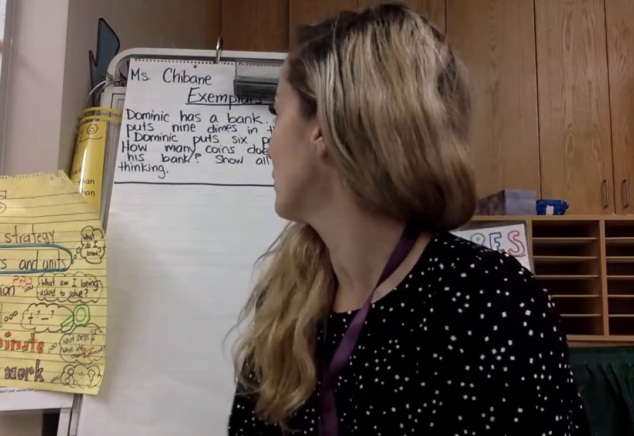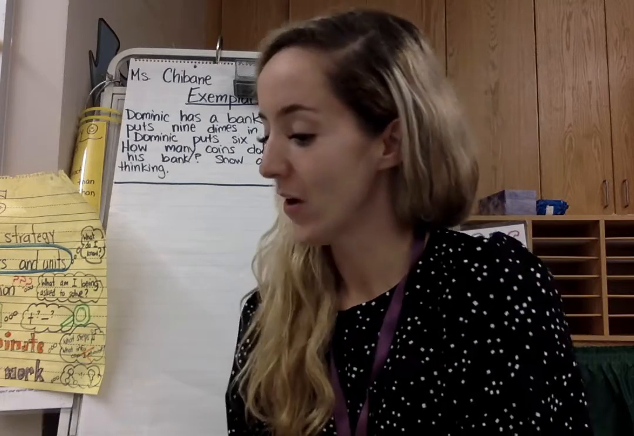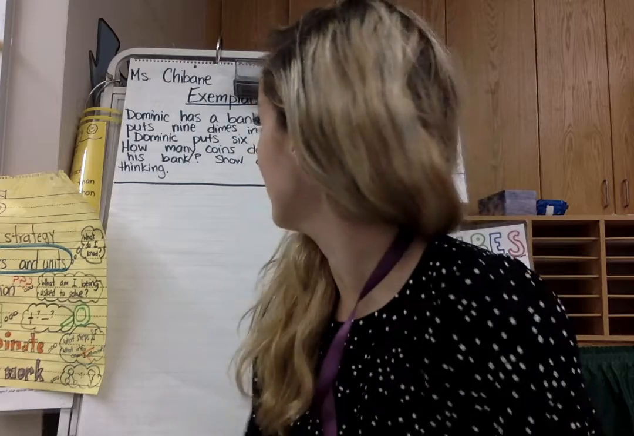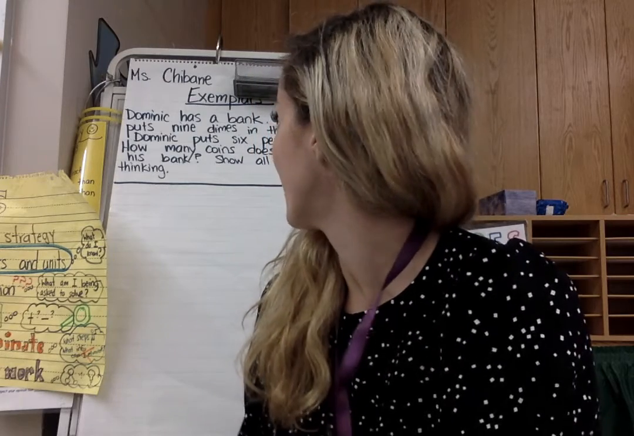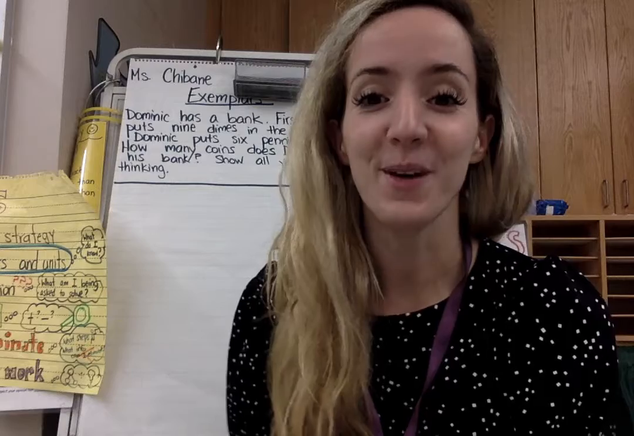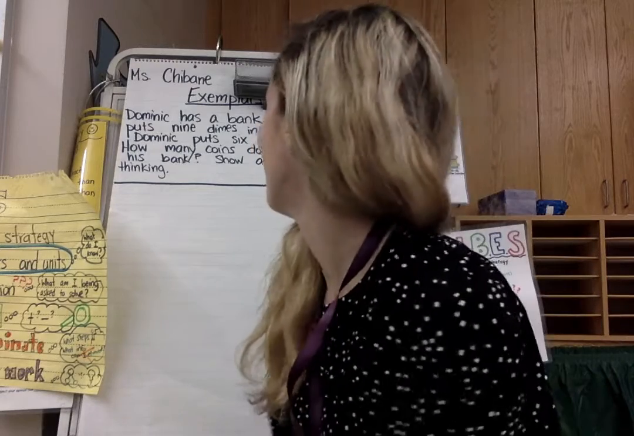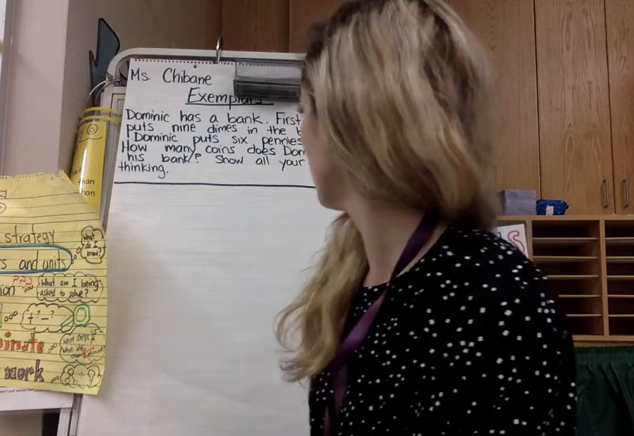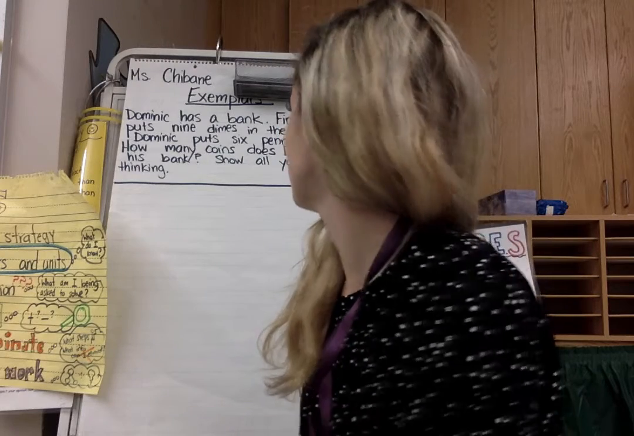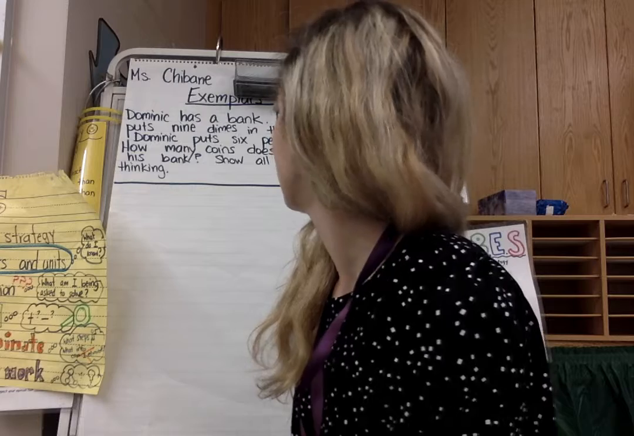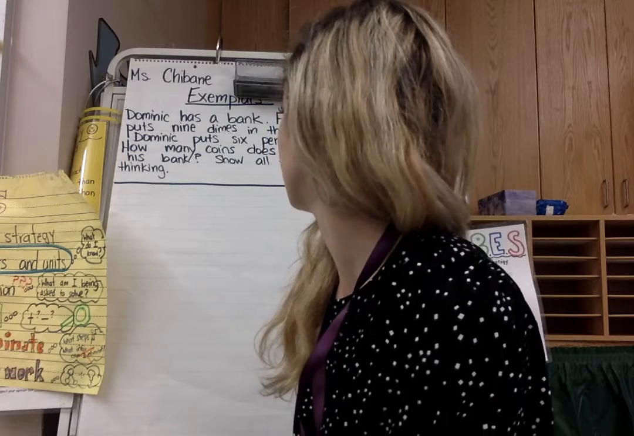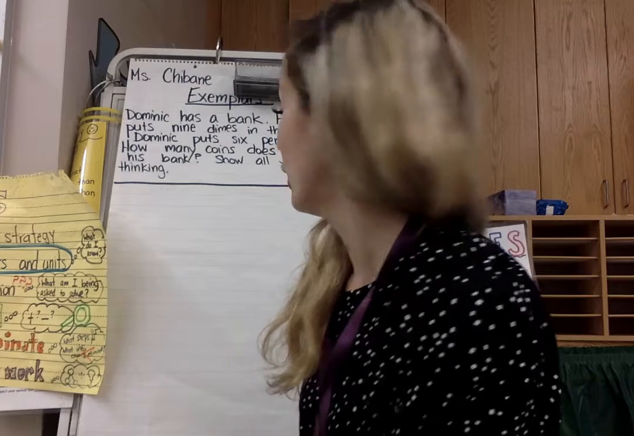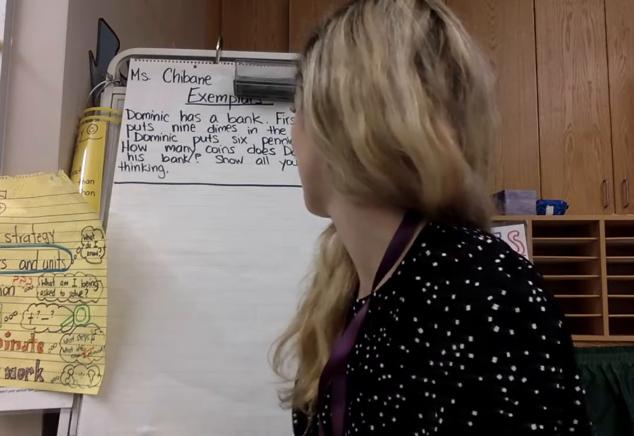Today I want to show you how we can use all of our math knowledge and our strategies to help us solve an Exemplars word problem. So, let's begin. Remember, we read it a few times. Dominic has a bank. First, Dominic puts 9 dimes in the bank. Next, Dominic puts 6 pennies in the bank. How many coins does Dominic put in his bank? Show all your mathematical thinking.